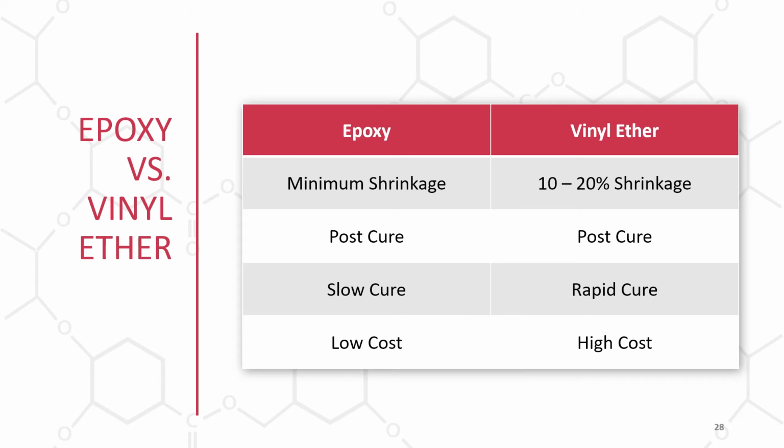Here's a comparison between epoxy systems and vinyl ethers in cationic curing. While epoxies have minimum shrinkage, you get more shrinkage using vinyl ethers. Both have post-cure. However, where vinyl ethers really shine is that they are extremely rapid cure. So if you need a fast cure, and epoxies sometimes can be quite a bit slow, vinyl ethers will really help boost the cure time. Epoxies tend to be low cost. However, vinyl ethers, and I think that's in due part to their not being as readily available, tend to have a little bit higher cost.